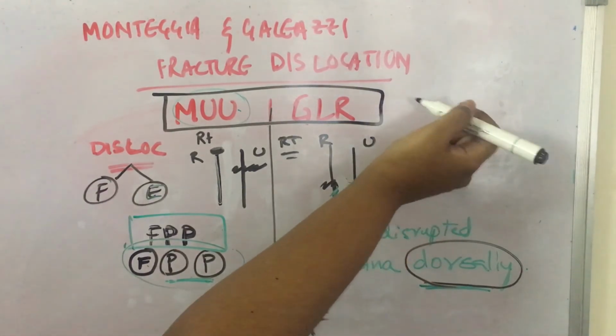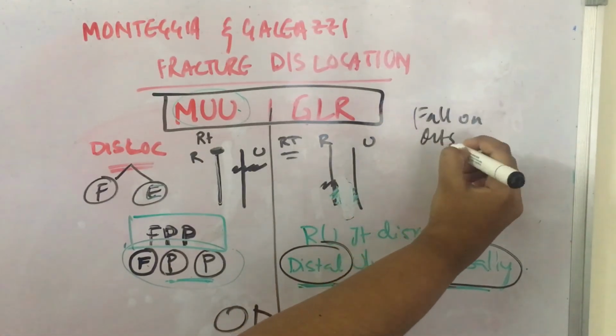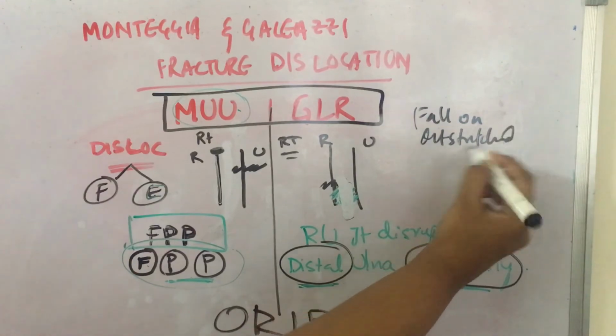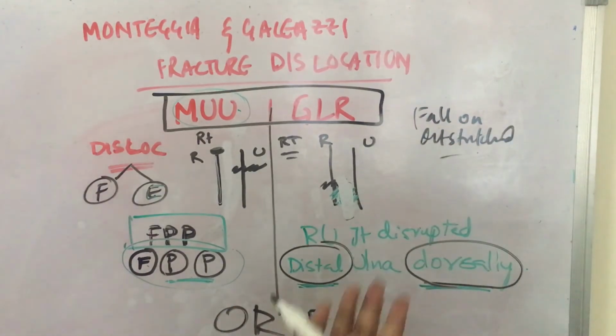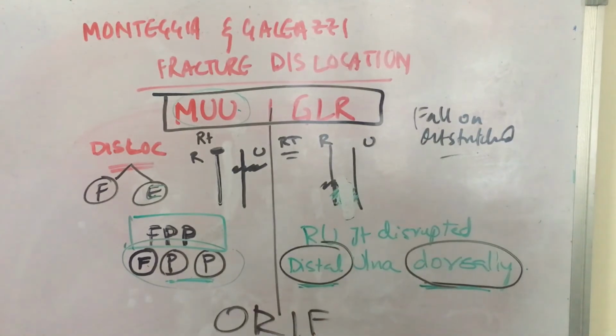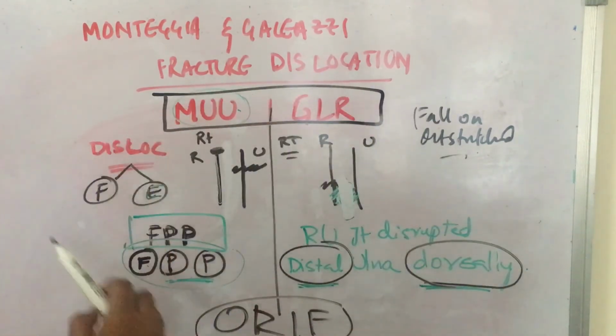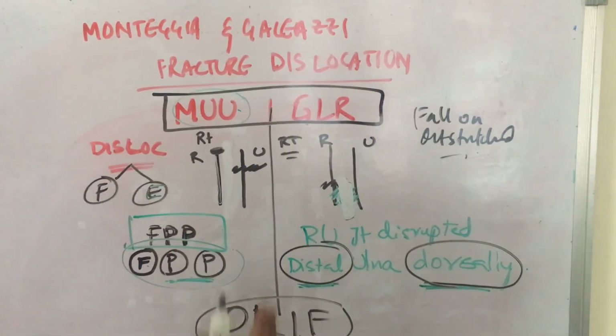And yeah, I forgot to mention one more basic point. So how are these fractures happening? Fall on outstretched hand. This is almost the case for everything, right? Most fractures, this is what is happening. Arm fractures, they're falling on outstretched hands. So yeah, that is the cause. This is the pathoanatomy of what is taking place, and the treatment is ORIF.